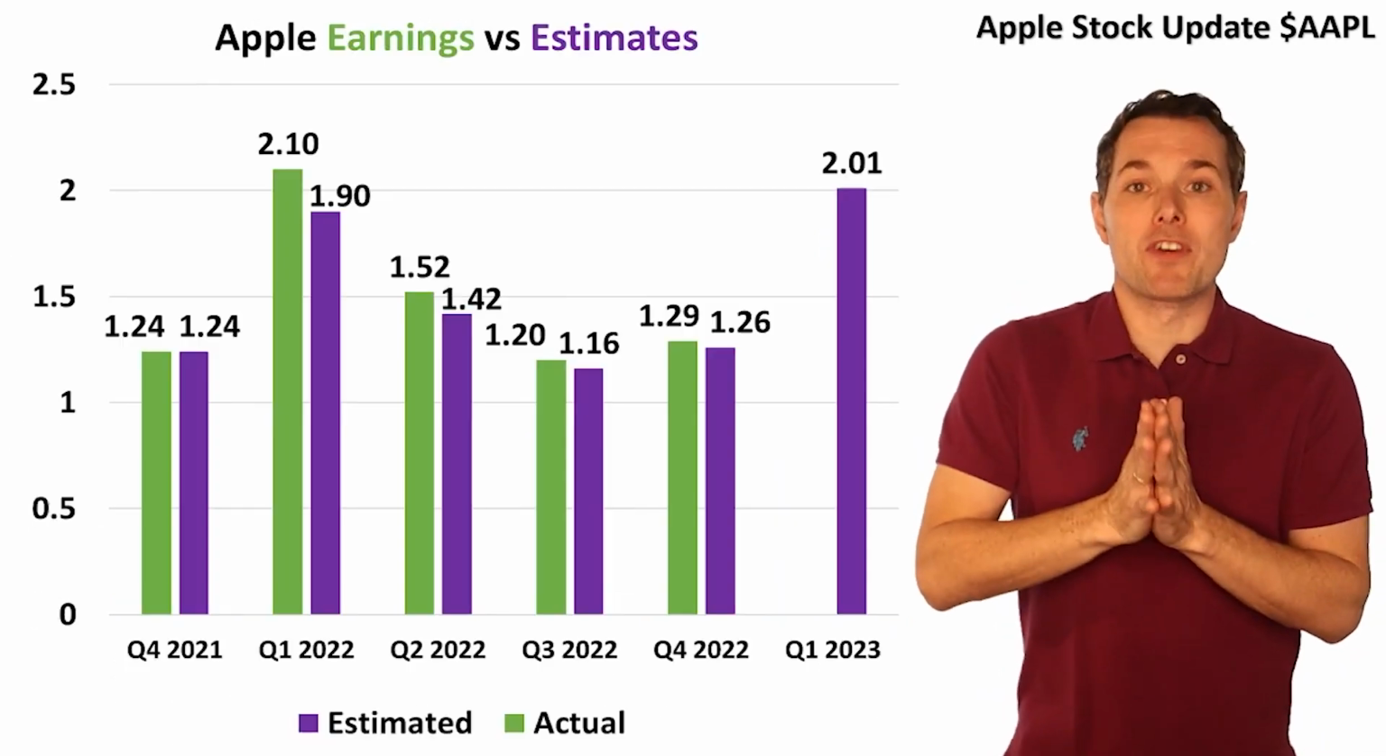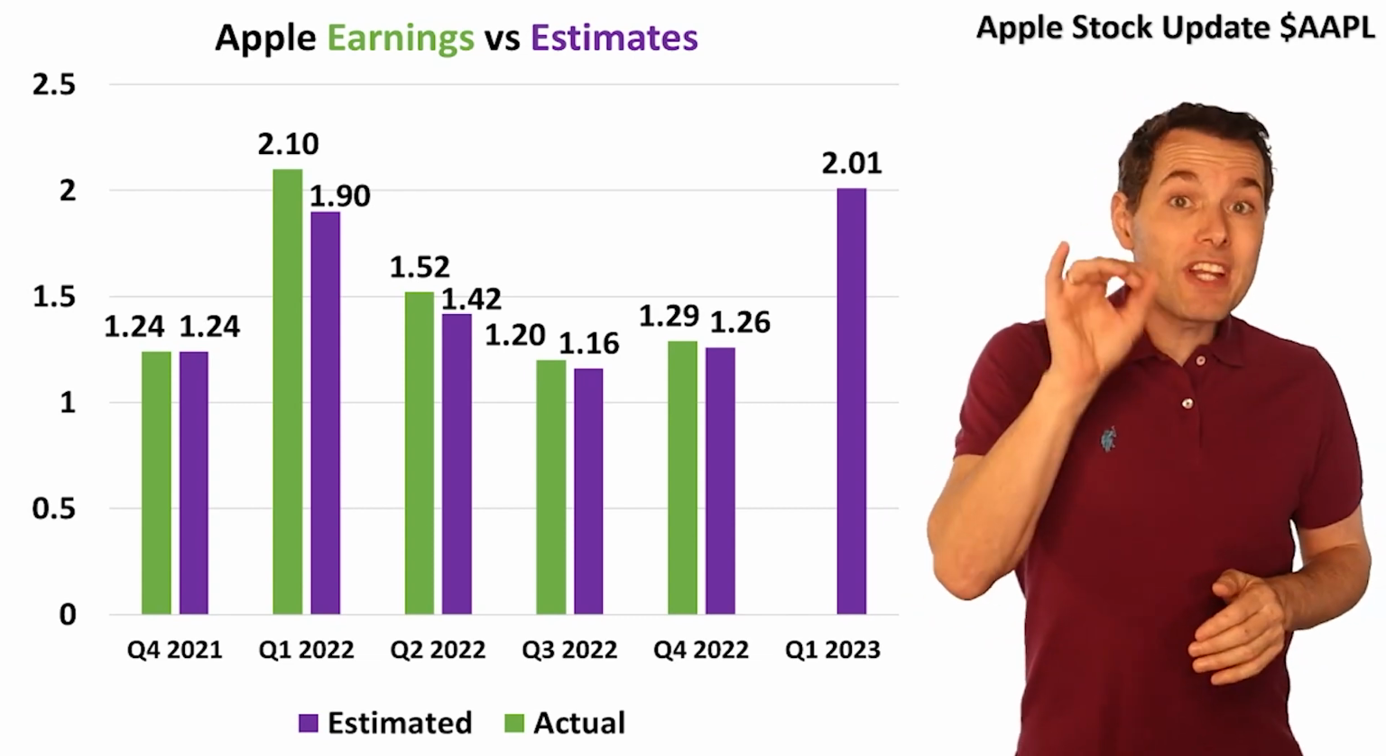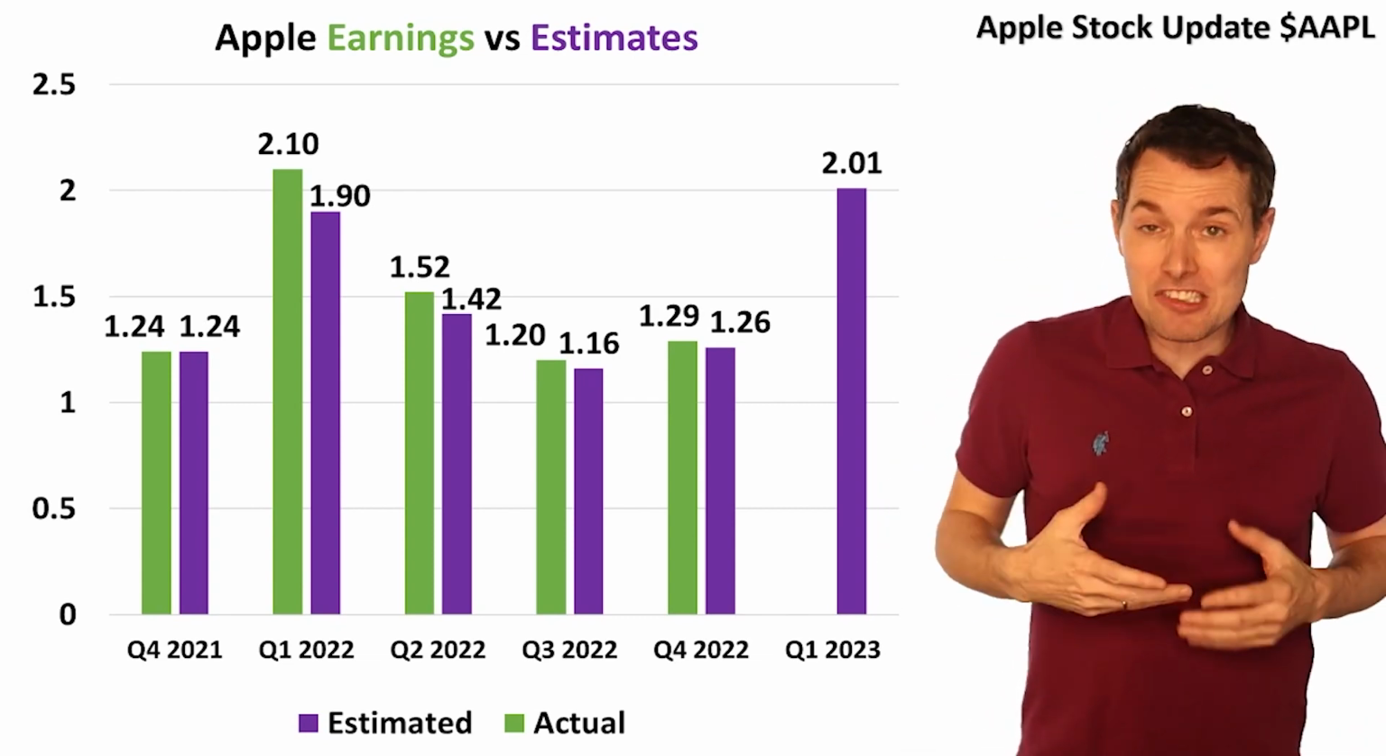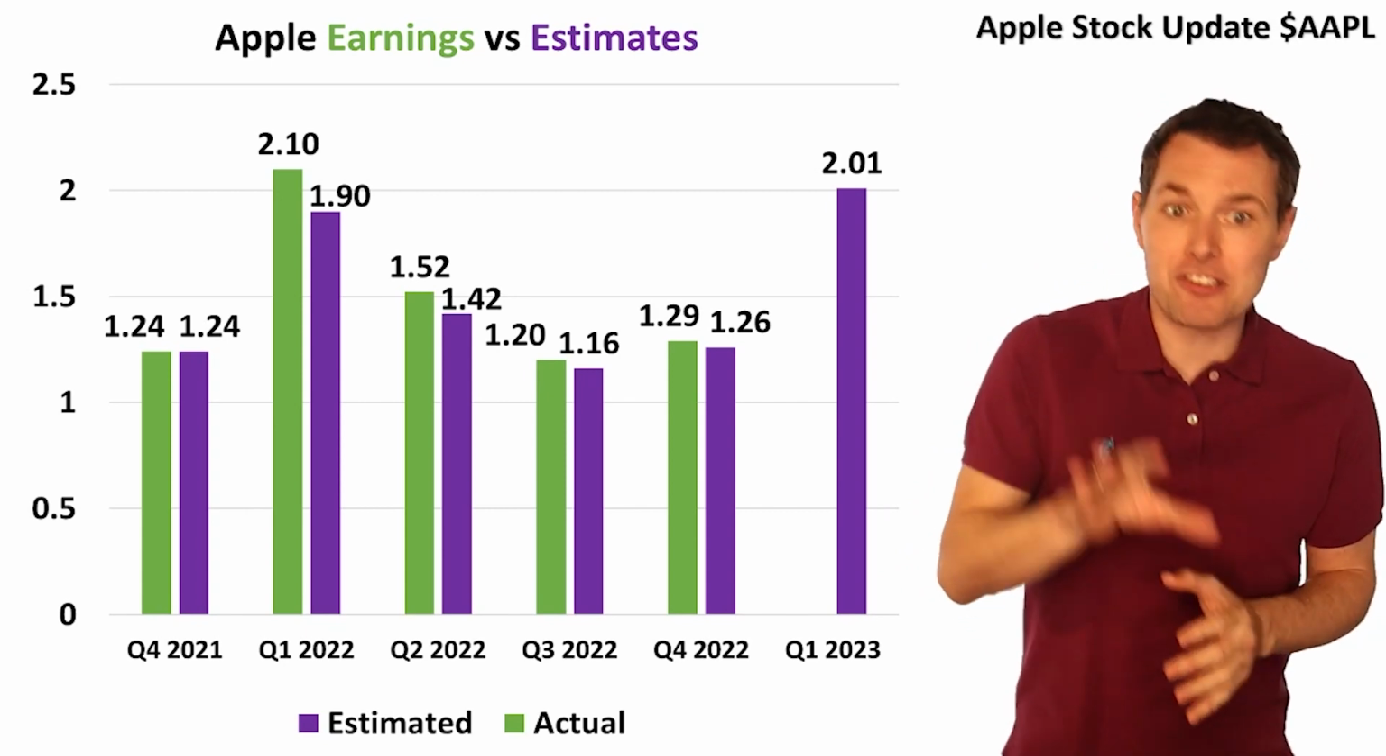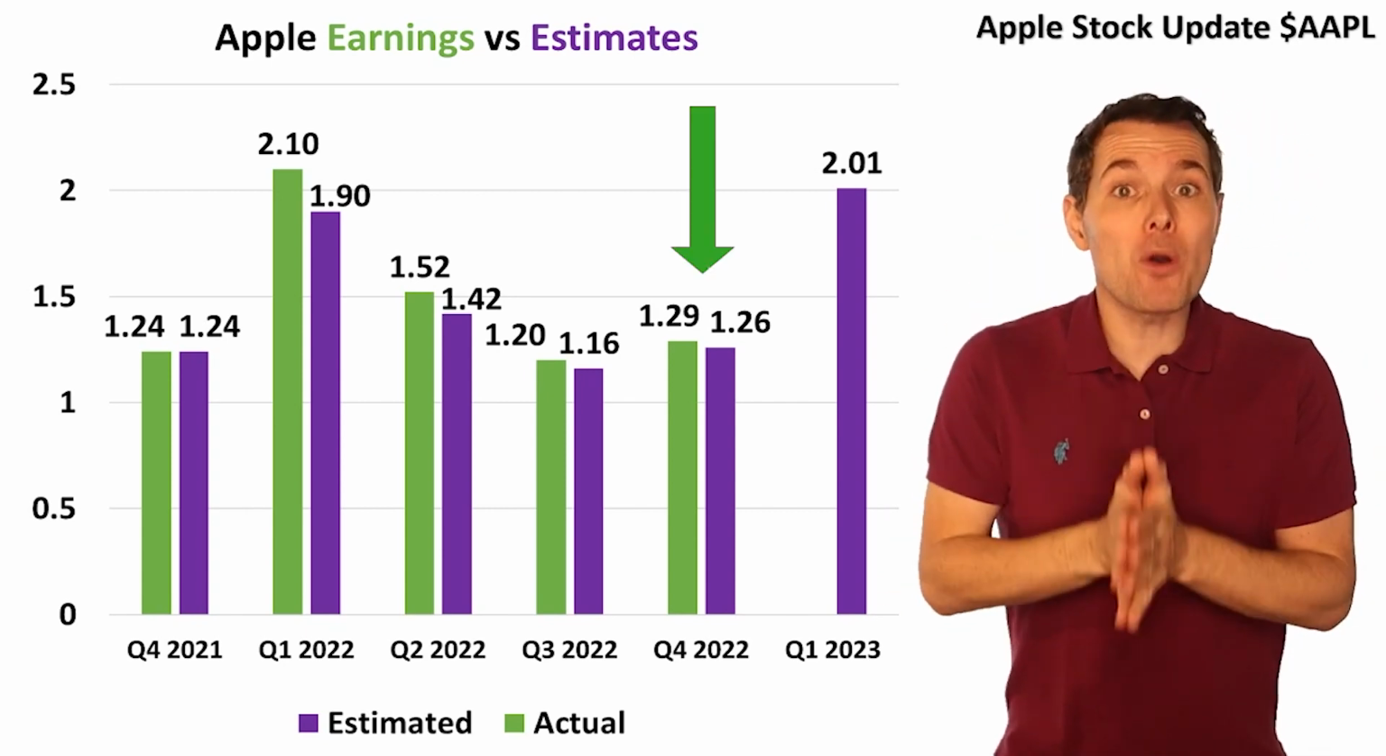Okay, now let's jump over to their earnings per share. So these are actual earnings per share versus estimated earnings per share going over the past 5 quarters. We can see their fourth quarter numbers.